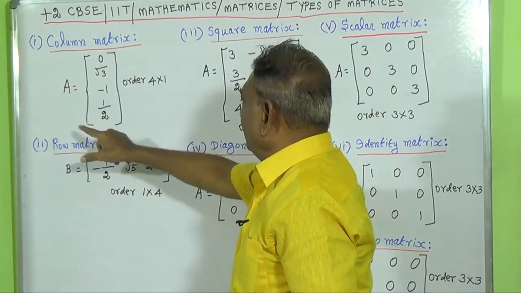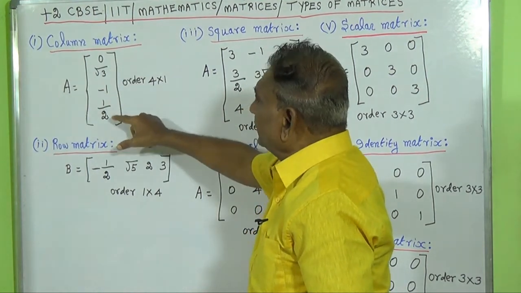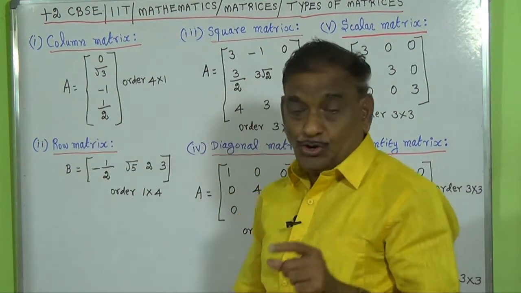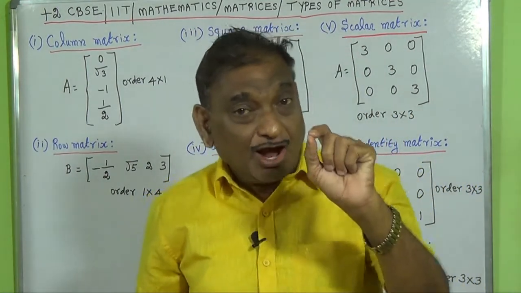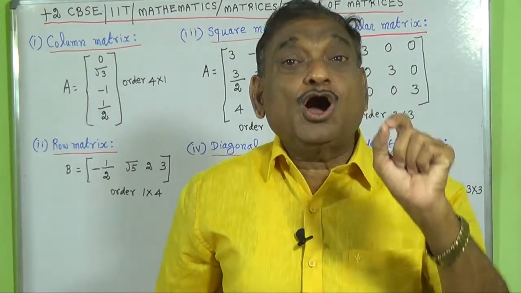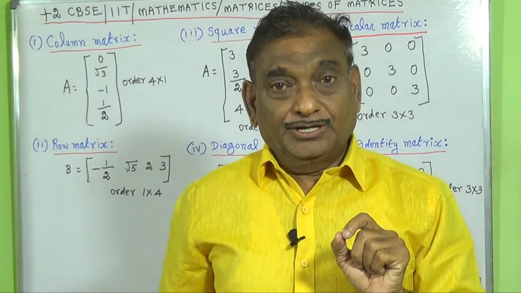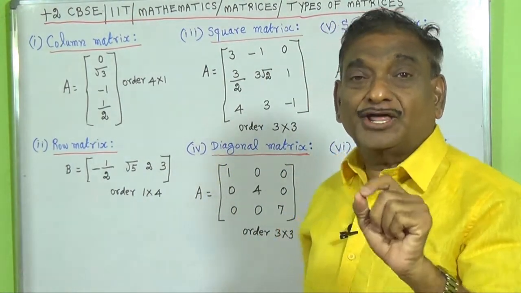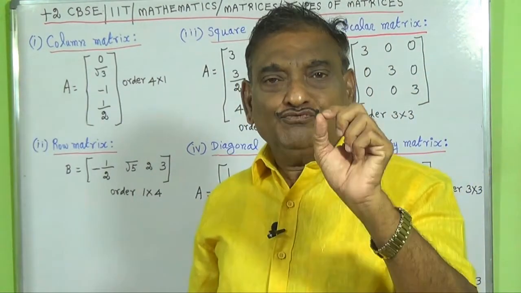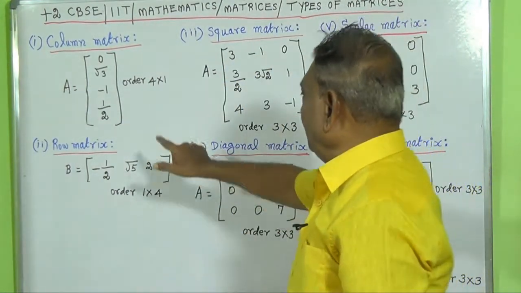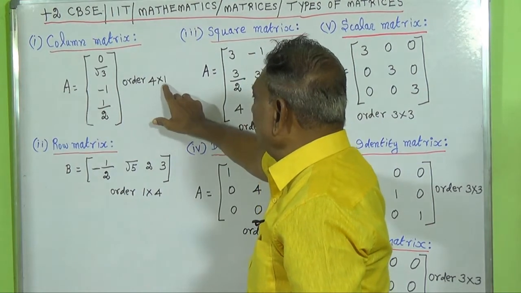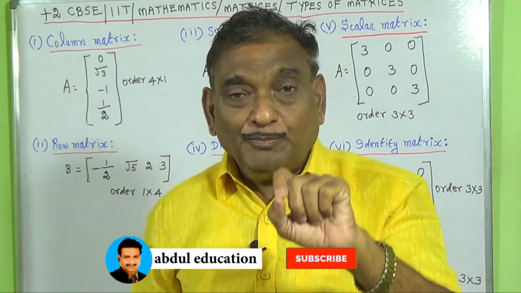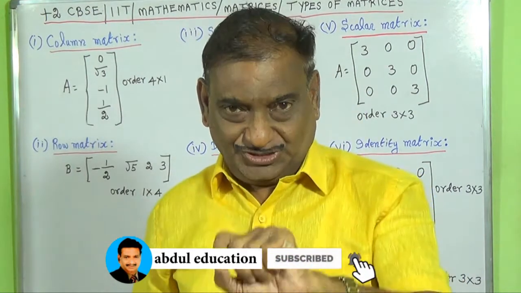Matrix A, there is only one column, but there are 4 rows. So we are considering only the column. In the case of column matrix, what is the order of this column matrix? The order of this column matrix is 4 by 1. That is 4 rows and 1 column. Number of rows should be written first, followed by the number of columns.